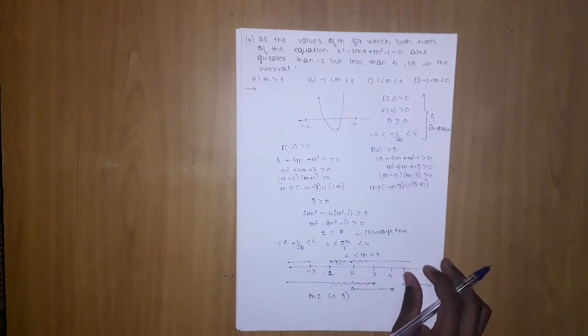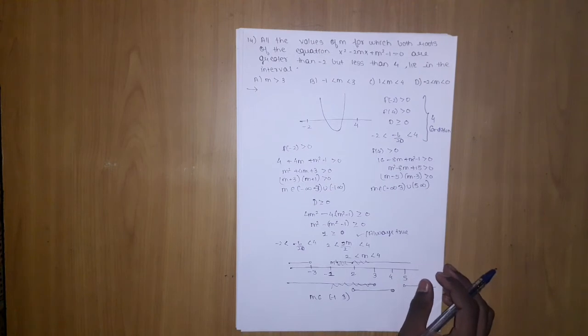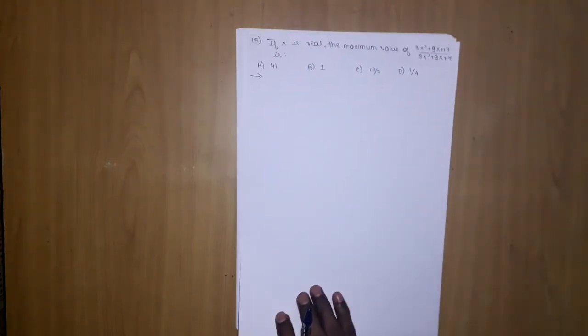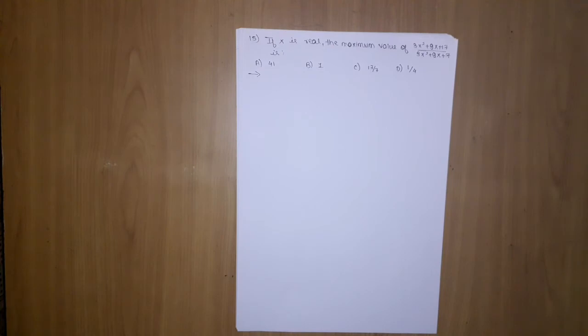Okay, let's move on to the next question, which is the 15th one, as follows. Question number 15: if x is real, the maximum value of this expression, 3x square plus 9x plus 17 upon 3x square plus 9x plus 7, is. We need to find this.